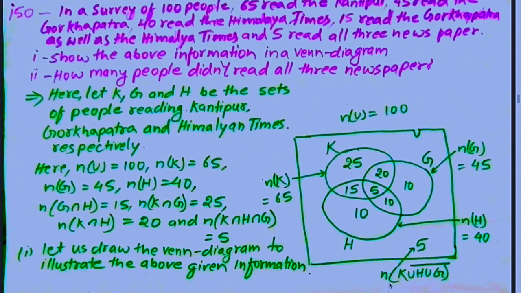So n(K union H union G) complement, the line on top denotes the complement of all three sets, is 5. Here also only K is 25, only G is 10, only H is 10, but the intersection of K and G only is 20, the intersection of H and G only is 10, the intersection of H and K only is 15, but the intersection of all three is 5.